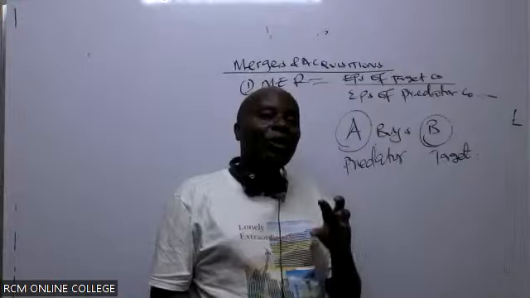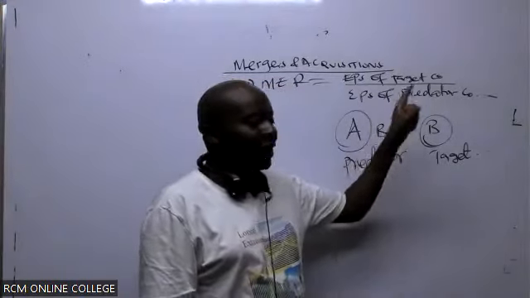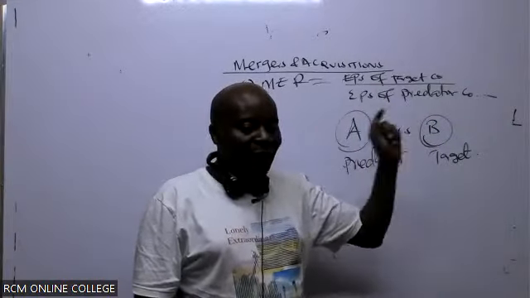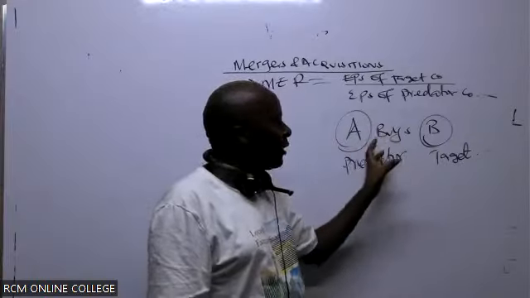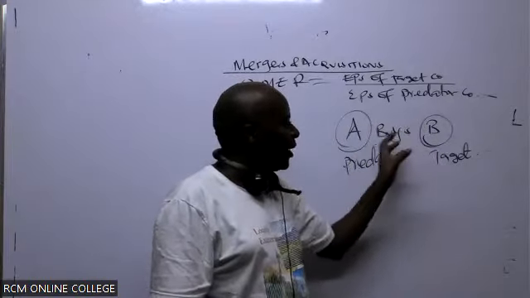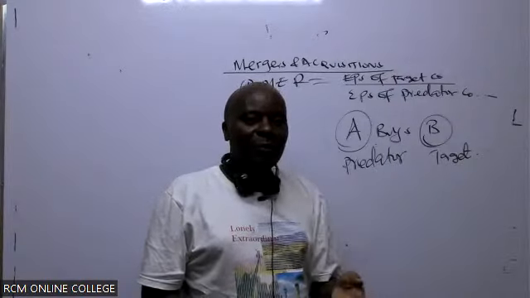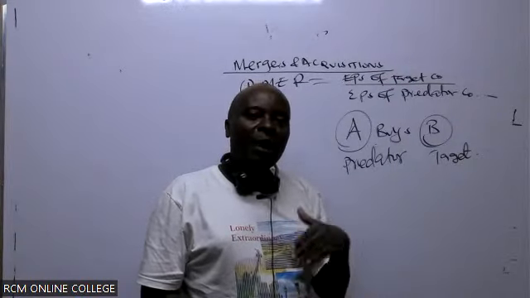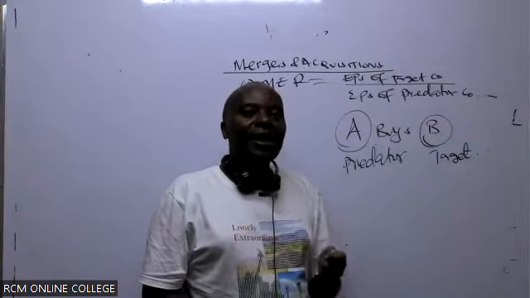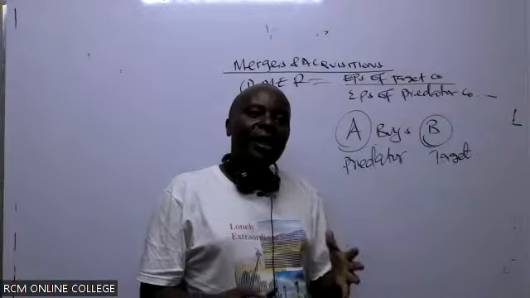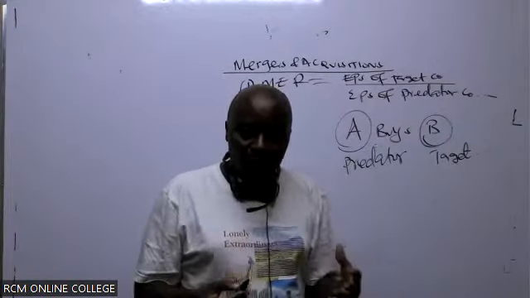So anytime they want you to get maximum exchange ratio, you'll always take the EPS of the targeted company all over EPS of the predator. So you take EPS of B all over EPS of A. Remember, EPS stands for earnings per share. When we talk about maximum exchange ratio, you're supposed to appreciate that this gives us the number of shares that we shall be able to exchange.